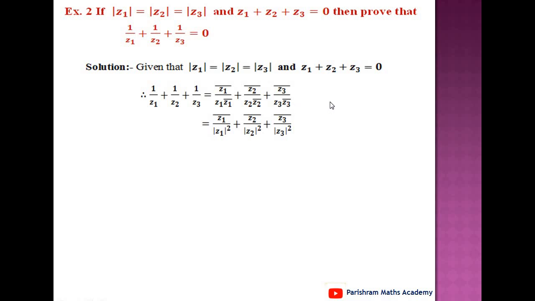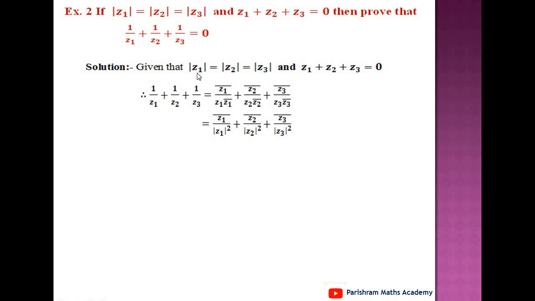But we know that z into z bar equal to mod z square. Therefore z1 into z1 bar is same as mod of z1 square. z2 into z2 bar is mod of z2 square. z3 into z3 bar is mod of z3 square.